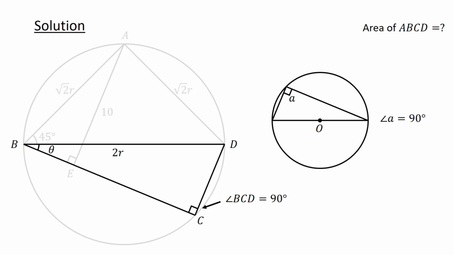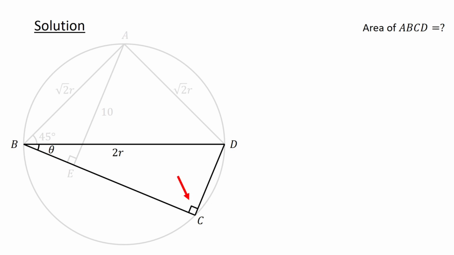Since triangle BCD is a right-angled triangle, sin theta equals the length of the opposite side, which is given by CD, divided by the hypotenuse, which is given by 2r. Therefore, CD equals 2r sin theta. Similarly, cosine theta equals the length of the adjacent side, which is given by BC, divided by the hypotenuse, which is given by 2r. Therefore, BC equals 2r cosine theta.